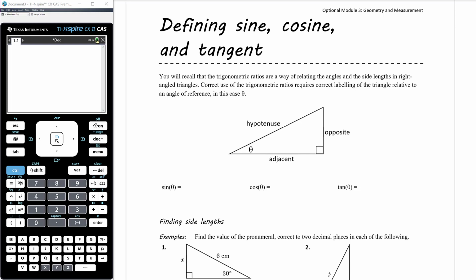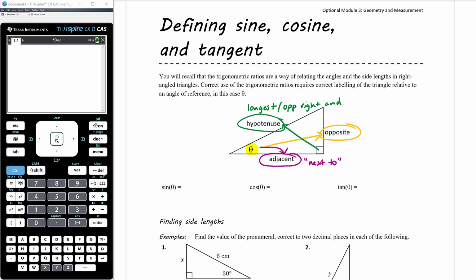So the side lengths are labelled relative to the angle that we're interested in. So if we're interested in this angle down here, theta, then the opposite side length is defined as the side length that is opposite that angle. Whereas the adjacent side length is the side length that is adjacent to, which is next to, that angle. And the hypotenuse is the easiest one because the hypotenuse is always the longest side. Okay, and it will always be opposite the right angle.